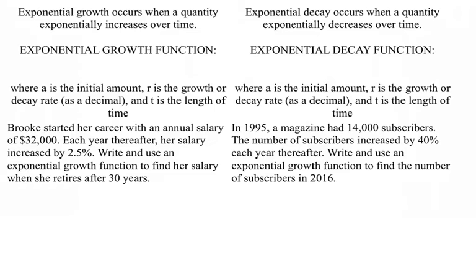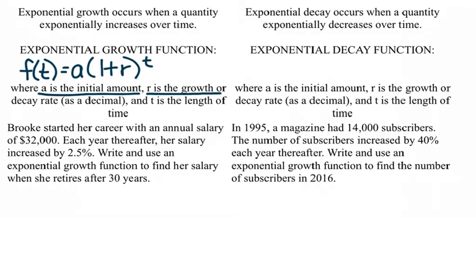So exponential growth occurs when a quantity exponentially increases over time. So an exponential growth function looks like this. Okay, where A is the initial amount, R is the growth or decay rate as a decimal, very important. Usually it gives you as a percentage, you're going to change it to a decimal. And T is the length of time.